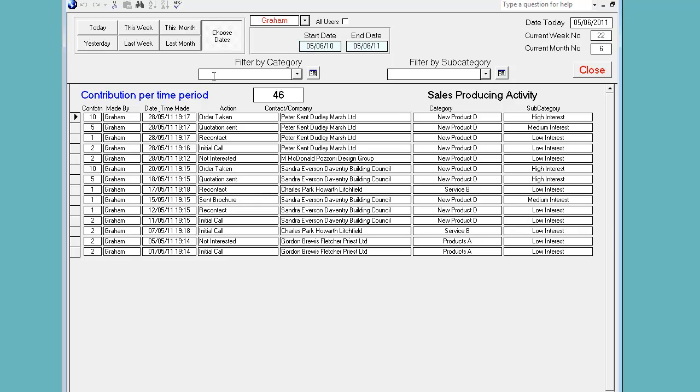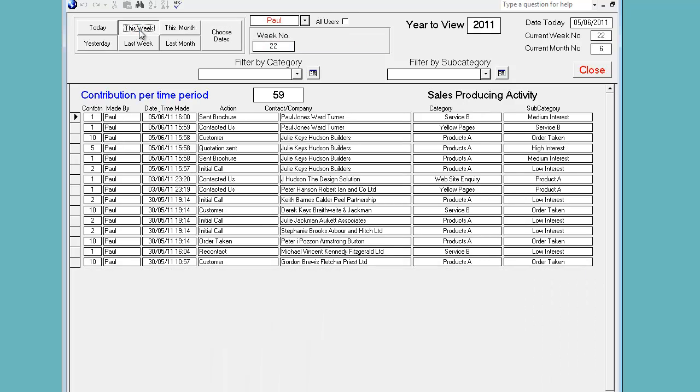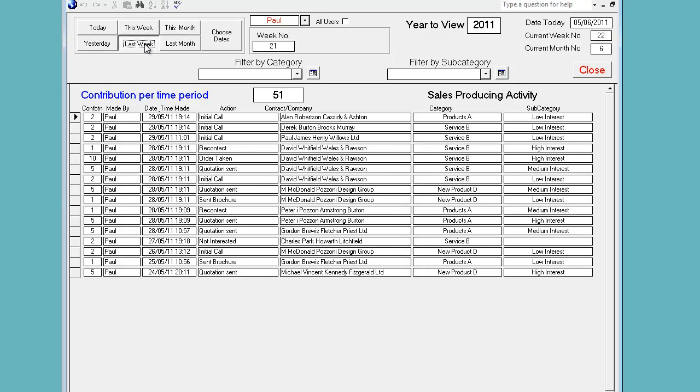And the points that we mentioned are now down the side here, and this is the total for any period that I choose. So if I go back to Paul and I look at what I actually did, I did 59 this week and 51 last week. It's just a very coarse indicator of what amount of activity is being produced.